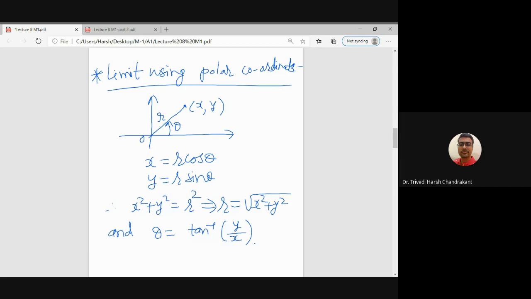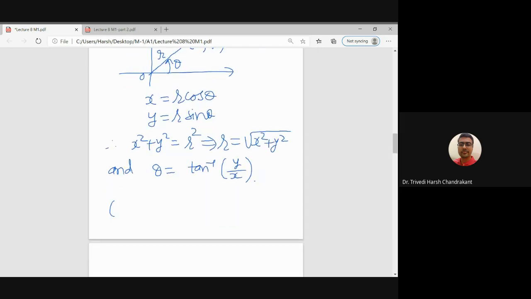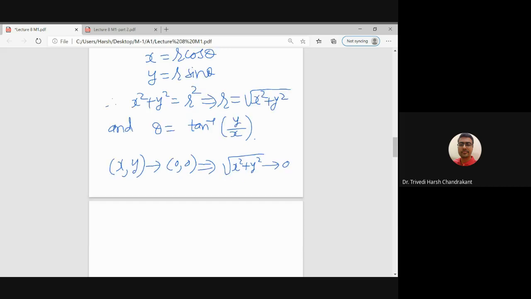So from these polar coordinates, how will we relate (x, y) approaching (0, 0) with polar coordinates? (x, y) approaching (0, 0) means that x and y are both approaching 0, and that gives us square root of x squared plus y squared approaching 0. Whenever our point (x, y) goes closer and closer to (0, 0), the term square root of x squared plus y squared also goes to 0.